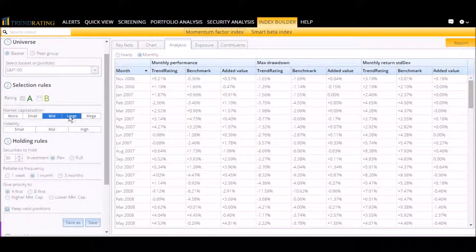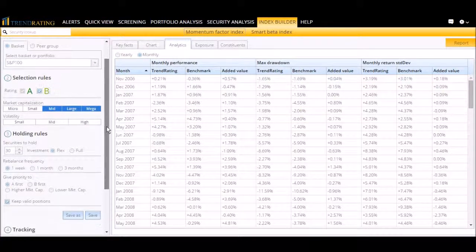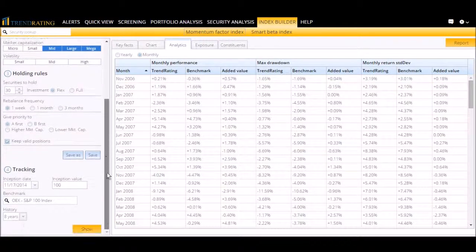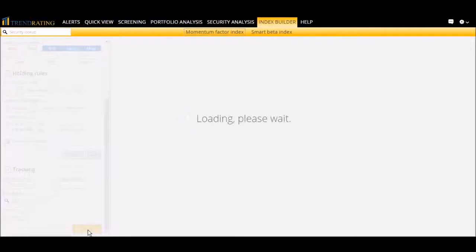For example, I may be focused on stocks which are at least mid-cap, and I want to be more reactive, so I decide to reshuffle my portfolio once every week. I then also decide to include B-rated stocks. At the end of the day, B is still the beginning of a bull trend, so although it's a bit more risky, it might be worth it.